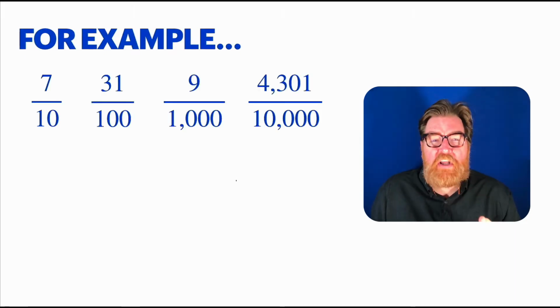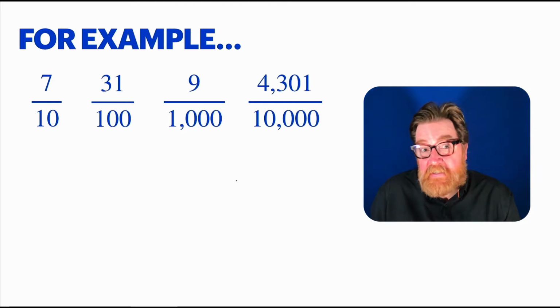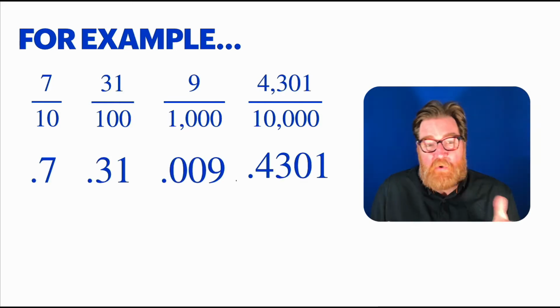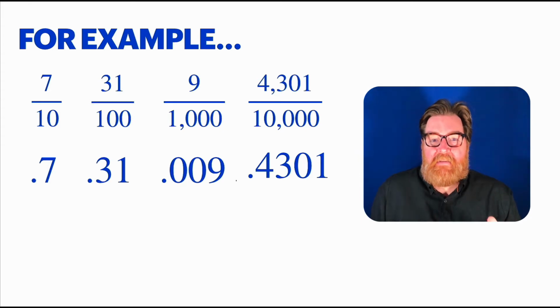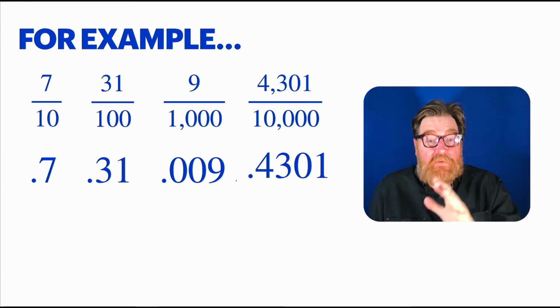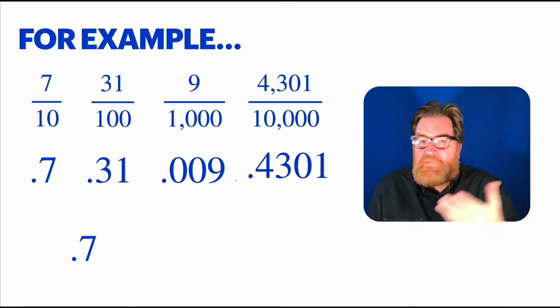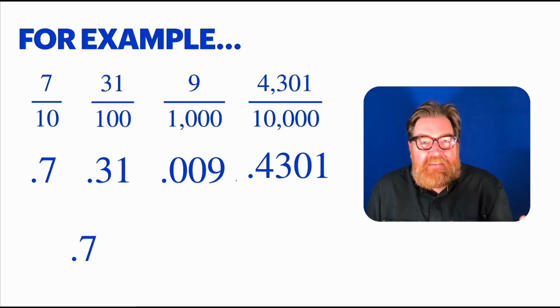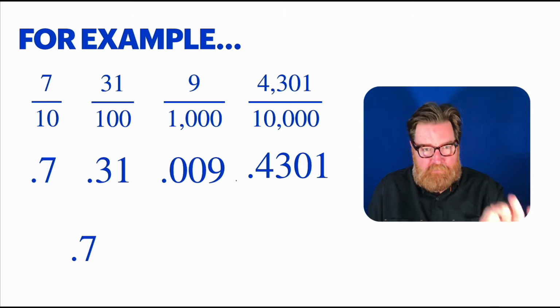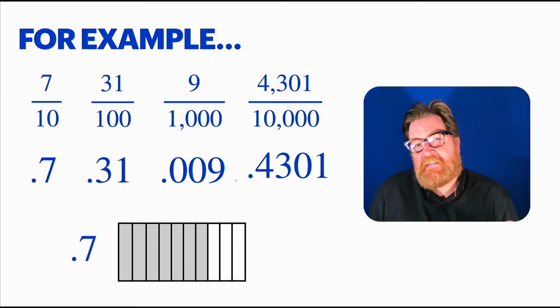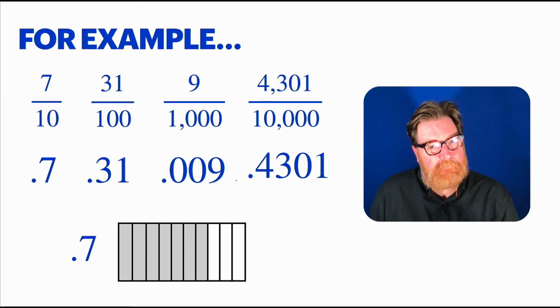For example, 7/10, 31/100, 9/1000, 4,301/10,000, those are all decimals. In fact, there they are, 0.7, 0.31, all the way down the line, okay? And by the way, if you wanted to represent 0.7 or 7/10, then we've got it covered, right? Because 7/10 is just a fraction. That decimal, 0.7 or 7/10, we could represent it with bars just like we always would. There it is, 10 equal pieces in color and 7. Nothing to it, all right?